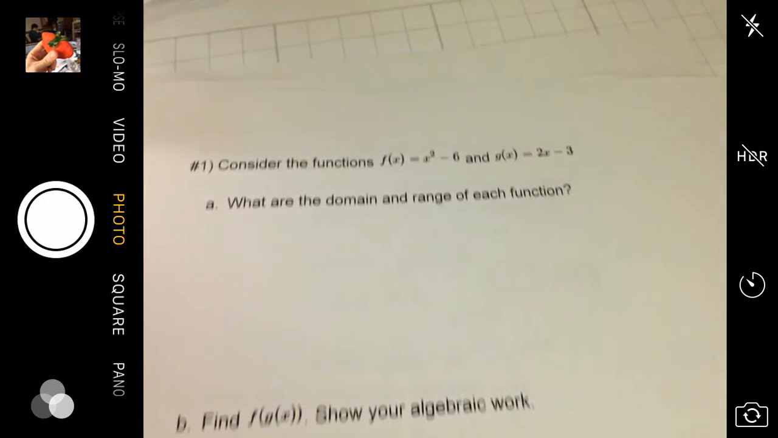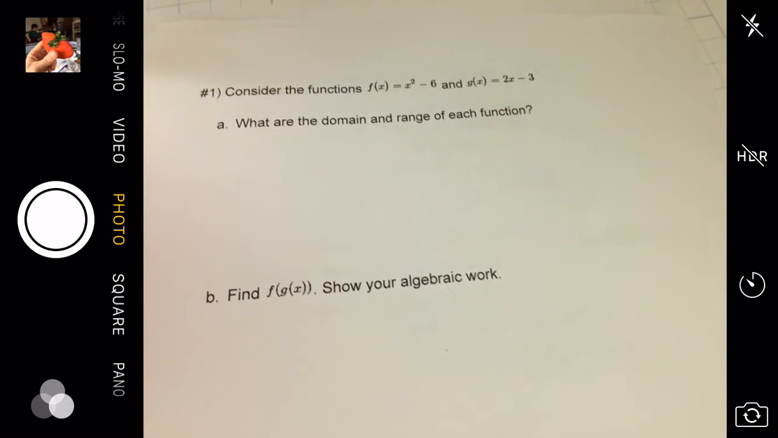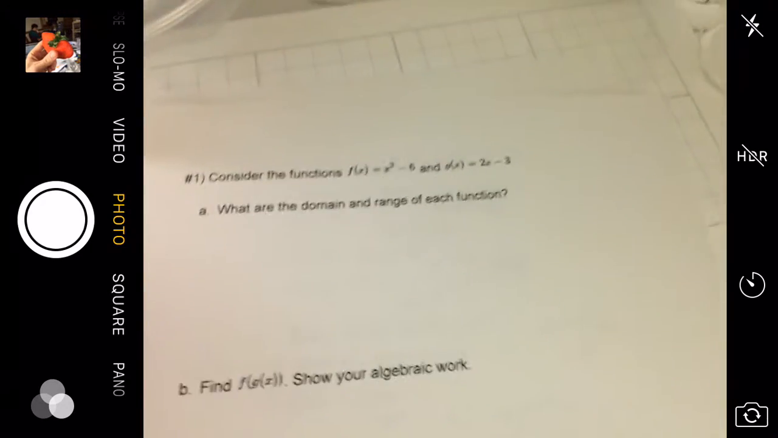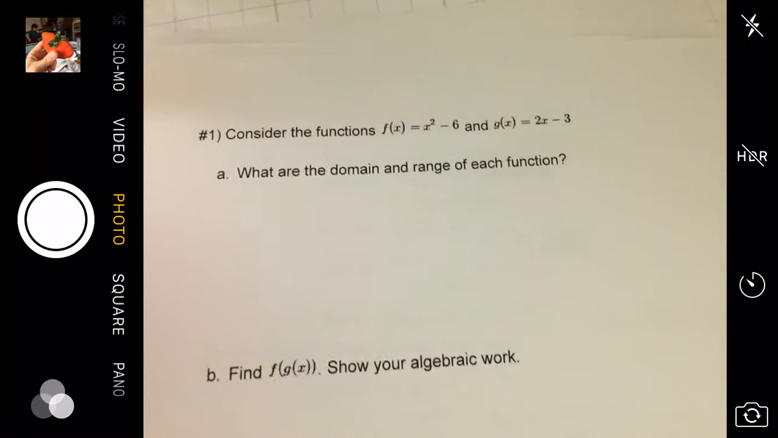Okay, cool. Hey guys, we're going to do the function composition problem here, the ORQ. This is stuff we did back in the fall, so this is just a little recap really. So starting off, domain and range of each function.